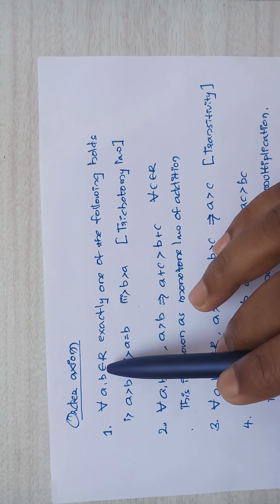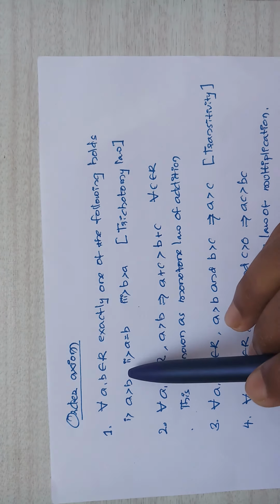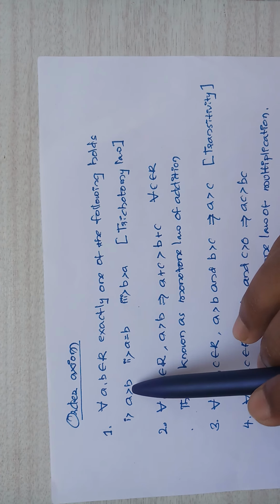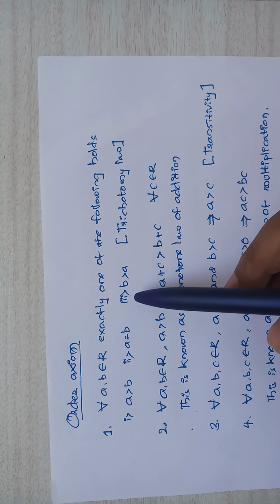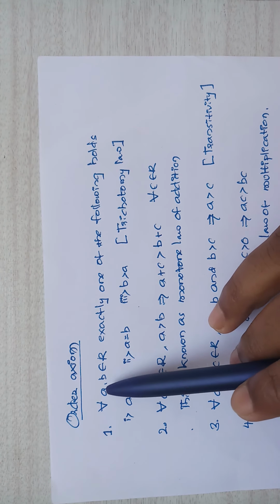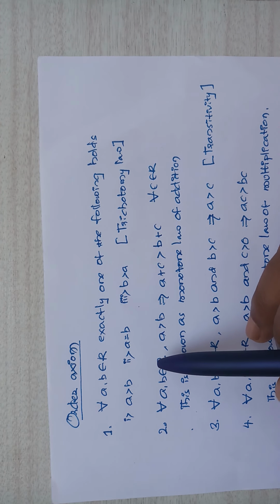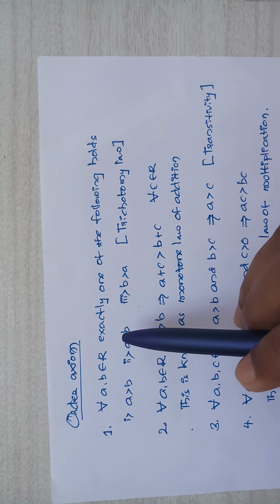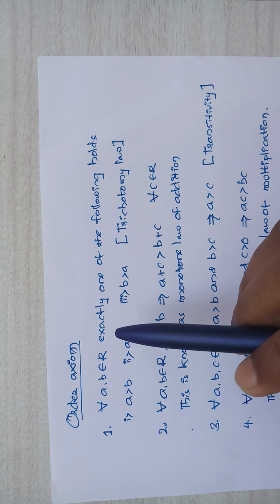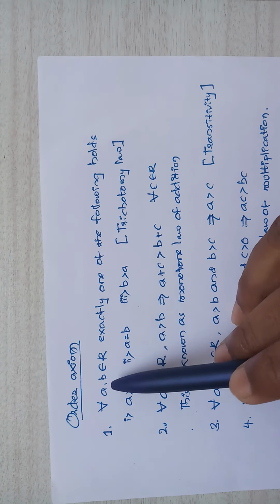So the meaning of this result is, for all A, B belongs to R, exactly one of the following properties holds: A is greater than B, A is equal to B, or B is greater than A. This property is called the law of trichotomy, or trichotomy law. This will be asked again and again in your JAM examinations. You remember this property.